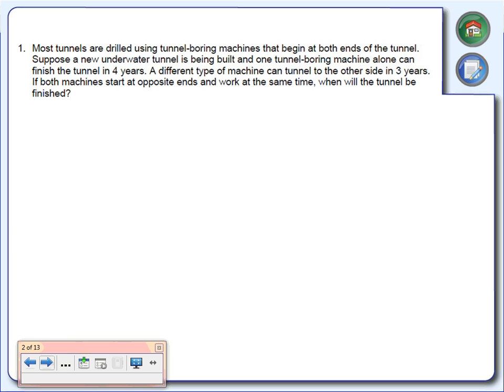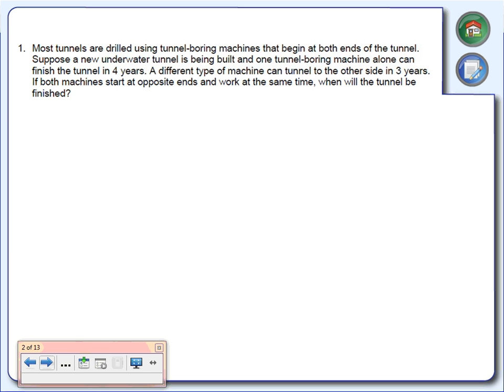So the idea here is we're building a tunnel. We got one machine at one end, another machine at the opposite end. And we're going to be digging until we reach into the middle of it. So it says here that one of them, if they did that alone, it would take them 4 years to dig this tunnel. The other machine's a little faster. They can do it in 3 years if they were working alone. But that's not the case. They're going to be working together. So how long would it take if these guys are working together to finish up this tunnel?